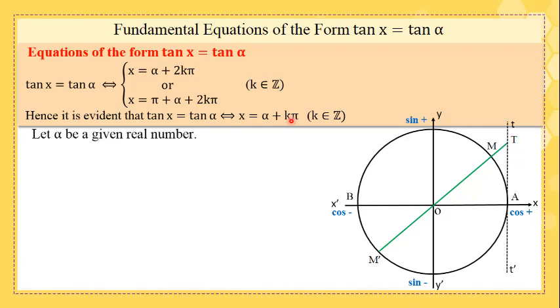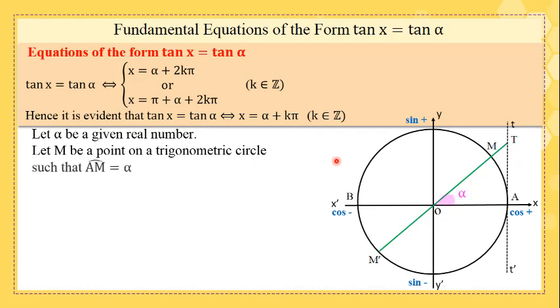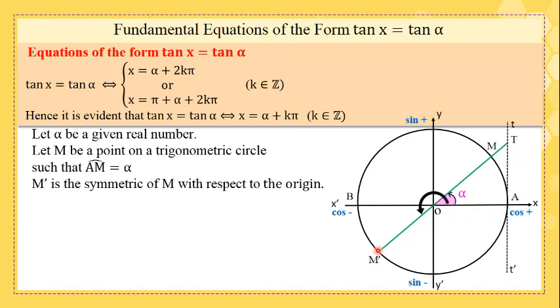Let alpha be a given real number. Let M be a point on the trigonometric circle such that the arc AM equals alpha. M prime is the symmetric of M with respect to the origin. Here we have pi plus alpha. We have the equation tangent x equals tangent alpha.